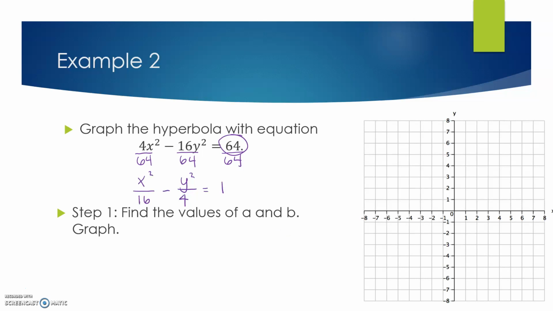So my first step is to find the values of A and B. So A would be the square root of 16, so A would be plus or minus 4. B would be plus or minus 2. And this time, because x comes first, this is in the x-axis, and this is in the y-axis. So I'm going to have 4 and negative 4, 2 and negative 2, and I'm going to draw my box.